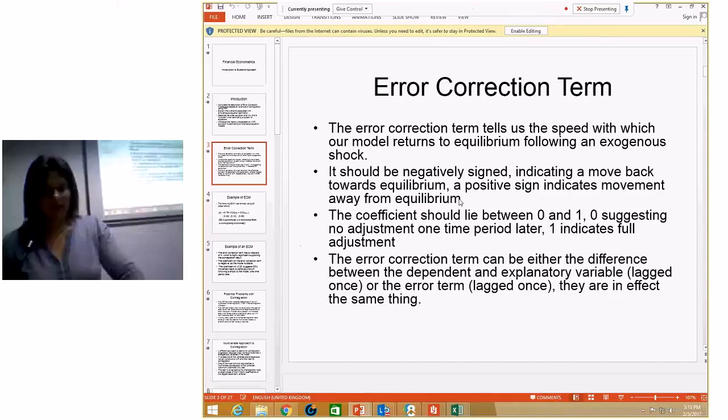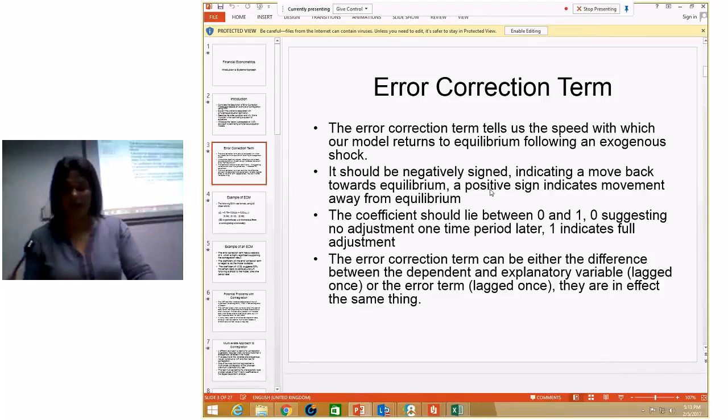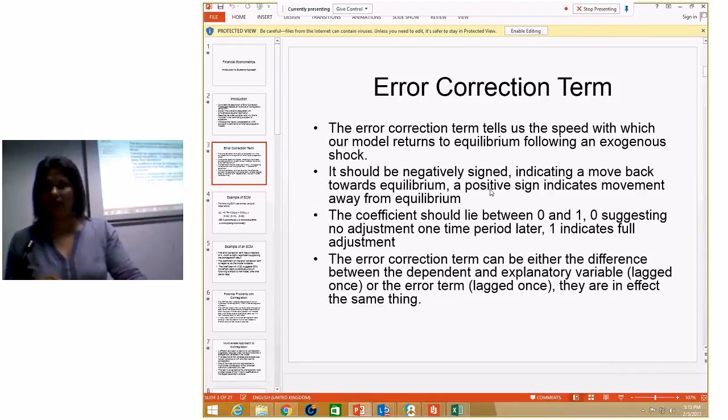Negative. If it is negative, it indicates a move back towards equilibrium. If it is positive, it is away from equilibrium.